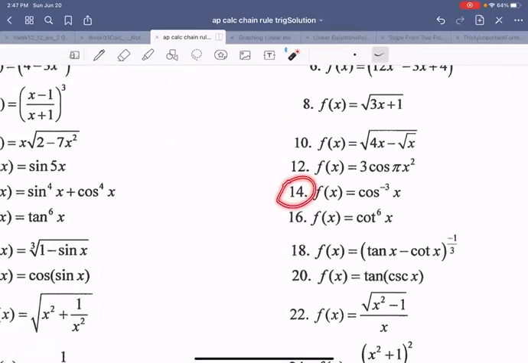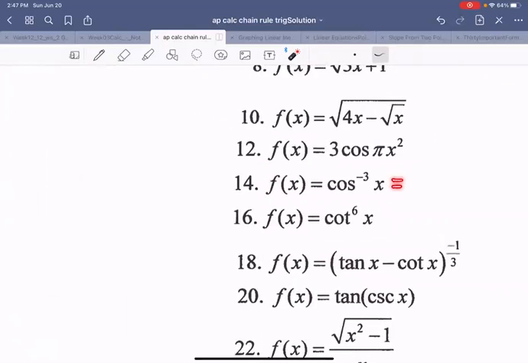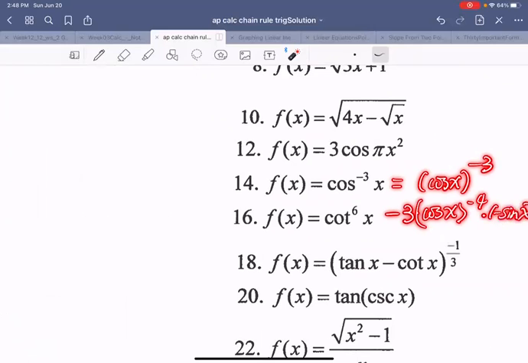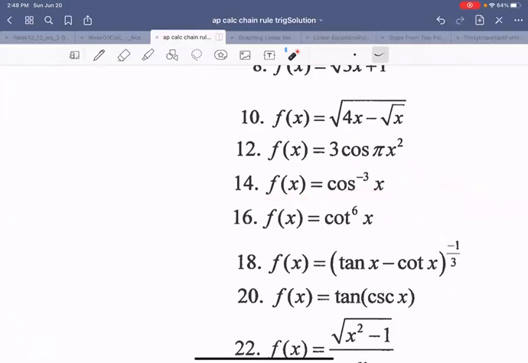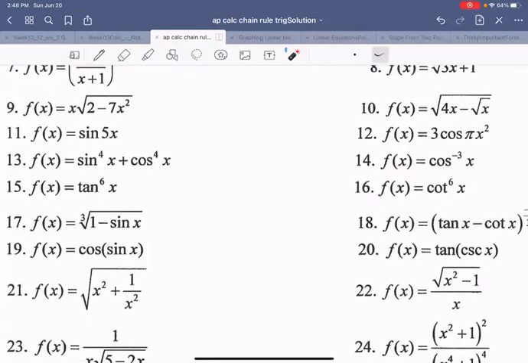For question 14, that's this. How do you do the derivative? Negative 3 times cosine x to the power negative 3 minus 1, negative 4, and then times the cosine x derivative, which is negative sine x. Okay, that's it. That's for number 14. Now, number 15.